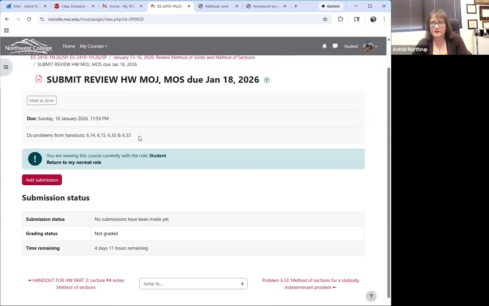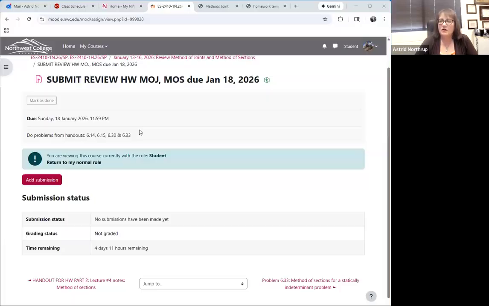So every time that the word submit comes up, what the word submit means for you is that's where you're going to turn something in for me that I'm going to grade, that's going to become part of your final grade. And it always tells you exactly what it is that you're going to turn in.